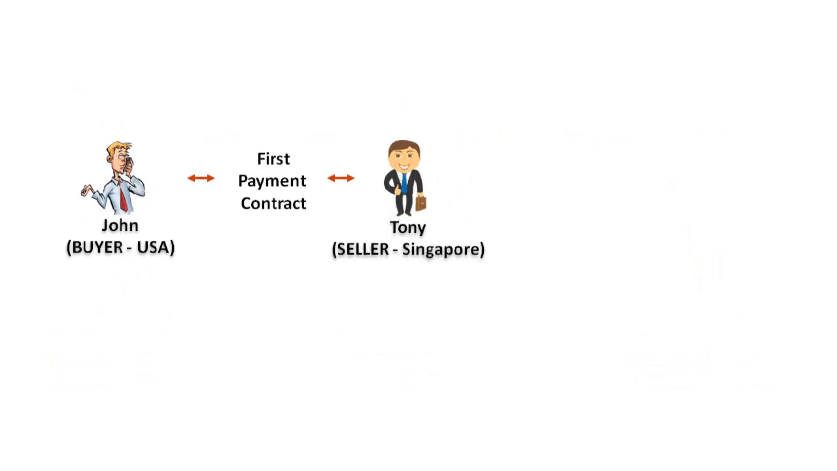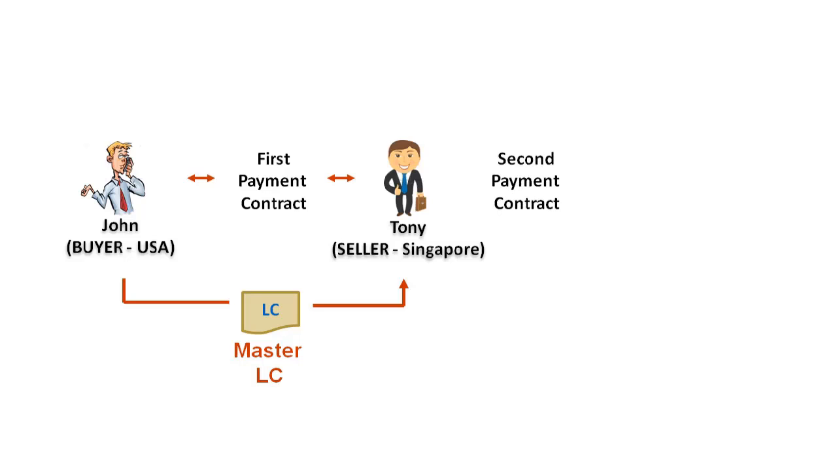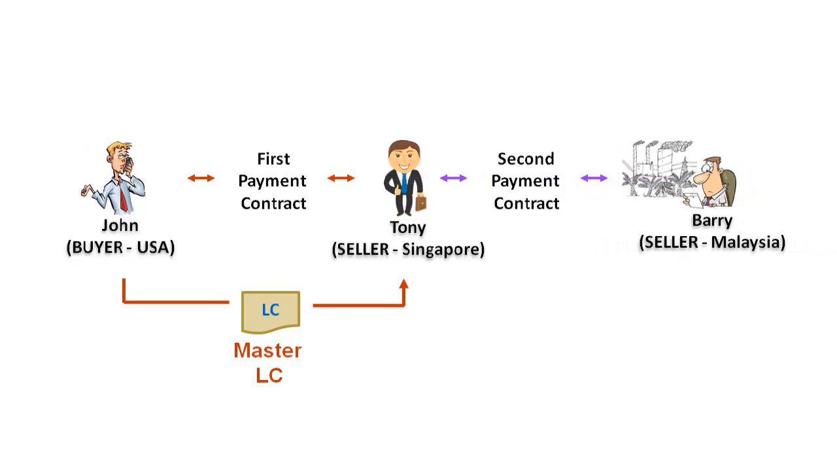The important thing that we should know here is that there are two separate payment contracts in this single trade transaction. The first payment contract binds two main parties, that is John and Tony, and this first payment contract is called the Master LC. And the second payment contract binds the other two main parties, that is Tony and Barry, and this second payment contract is called the back-to-back LC.